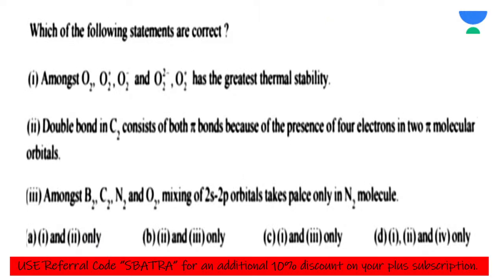So this is the last question, and what you need to do is find out the correct option. The question is, which of the following statements are correct? First is, amongst these five species of oxygen, which one has the greatest thermal stability? Second, the double bond in C2 consists of both pi bonds because of the presence of 4 electrons in 2 pi molecular orbitals. Third, amongst B2, C2, N2 and O2, mixing of 2s and 2p orbitals takes place only in the nitrogen molecule. You need to find out the correct option.